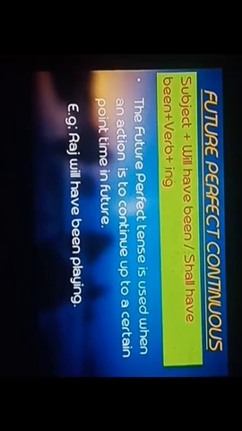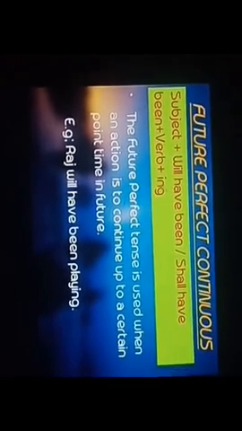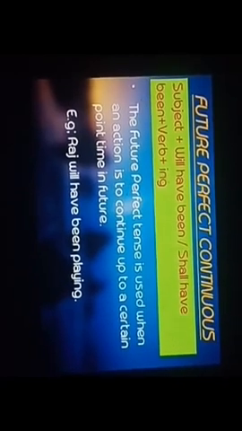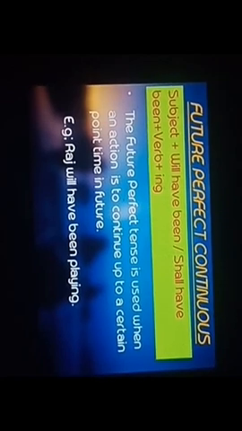For example, Raj will have been playing. That indicates that this particular action will be in progress even at that moment, means in future also, right? So this is the example for future perfect continuous.